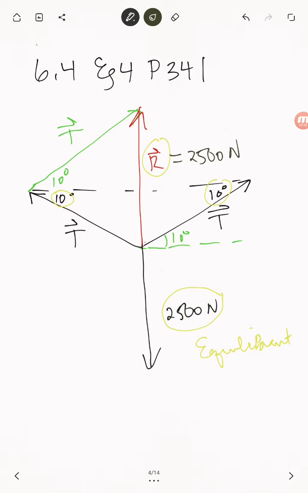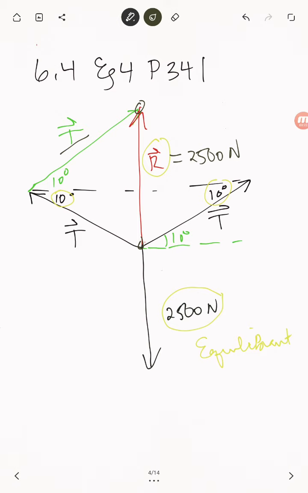All right, so I have taken my tension on the right here and slid it up to be tip to tail with the other tension. I could have moved the other one, it doesn't really matter which one you move, they just need to be tip to tail. And so they're positioned tip to tail now with the resultant going from the tail of the first to the tip of the last.